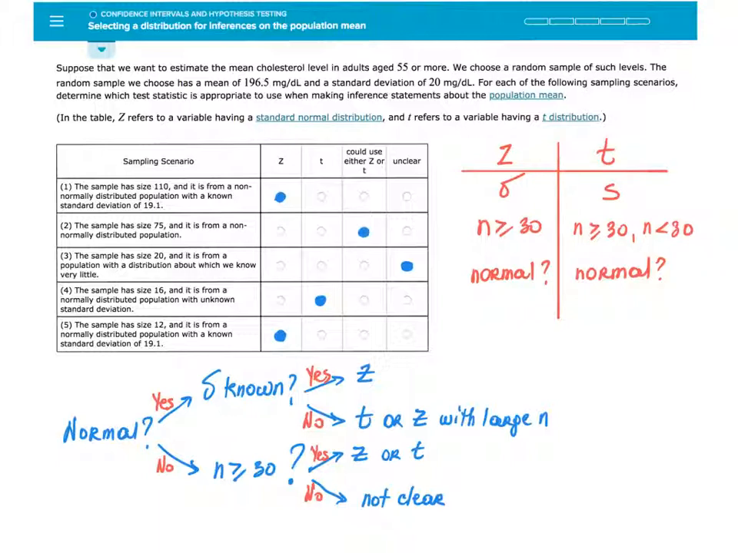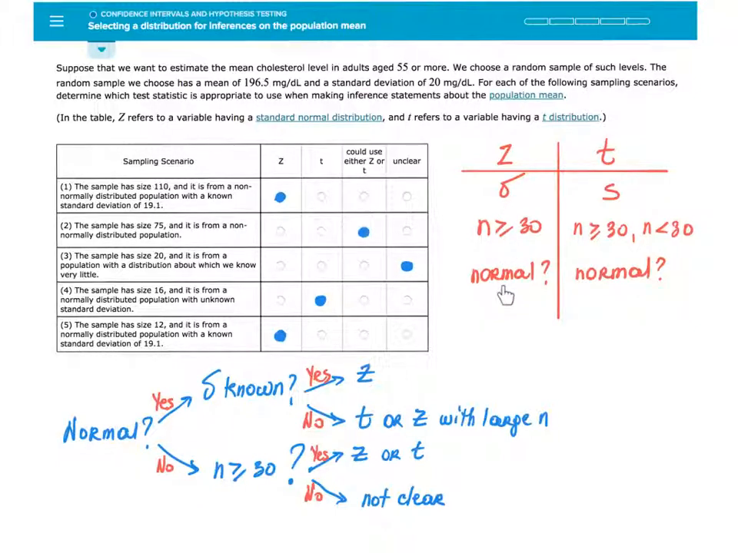Scenario 1. The sample has size 110 and it is from a non-normally distributed population with a known standard deviation of 19.1. I provided you here with two ways to summarize this information, and I have to tell you sometimes it is pretty hard to make the right choice, and sometimes there's more than one right choice, so we have to be careful. In this case, we can see that the sample size is large and sigma is known. Those two are very important factors that point towards Z, because Z must have the population standard deviation known and a large sample size is required.